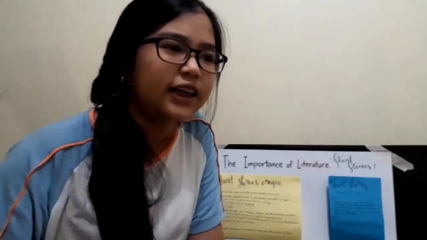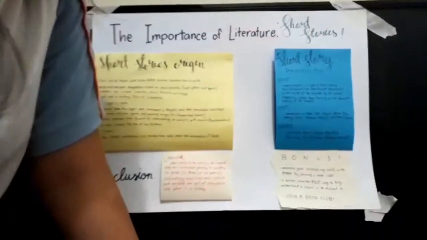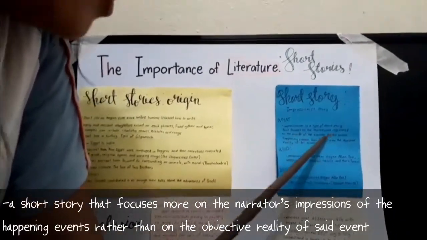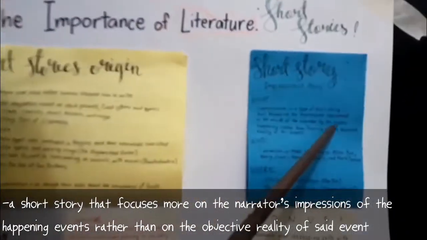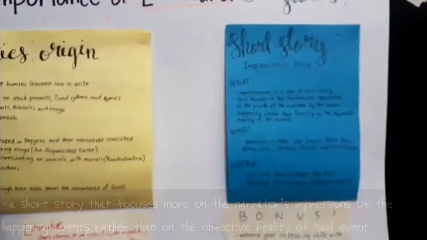Now that we're done with short stories and all of its technicalities, shall we move on to a different subtype of it? A short story also has an impressionist story. But what's an impressionist story? Impressionism is a type of short story that focuses on the impressions registered by the mind of the narrator by events happening rather than focusing on the objective reality of the event. Basically, the story revolves around the narrator and what's going on in his mind rather than what's happening.